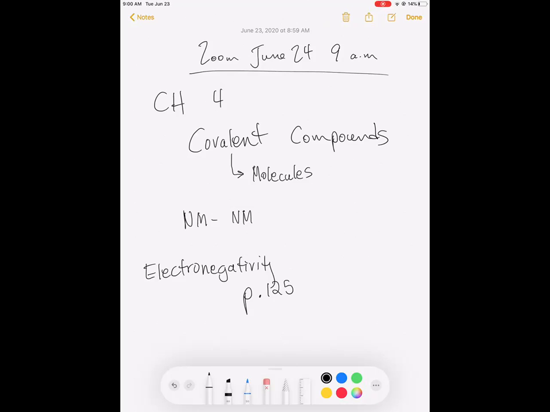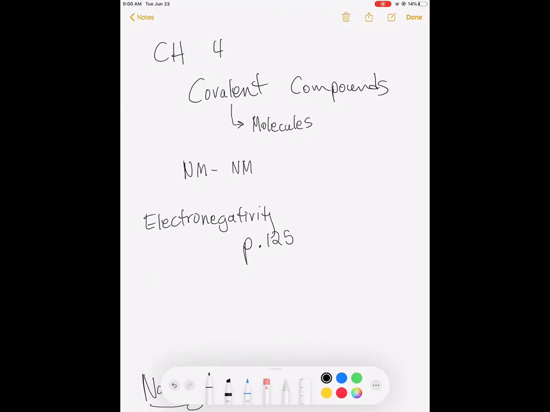I want to start talking about Chapter 4, covalent compounds. I'm going to cover about half of the chapter pretty quickly because it's not too difficult. A little bit easier than ionic, probably. So a covalent compound, exactly what is it? It means that you are dealing with molecules. And a molecule is what we call the smallest particle of a covalent compound.